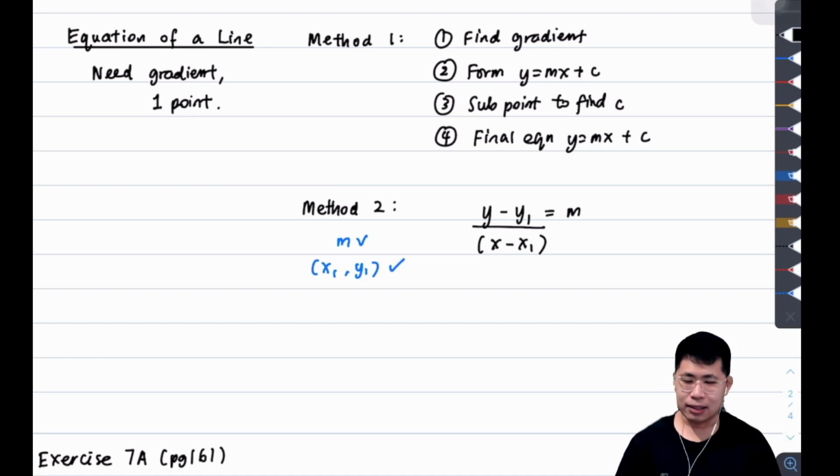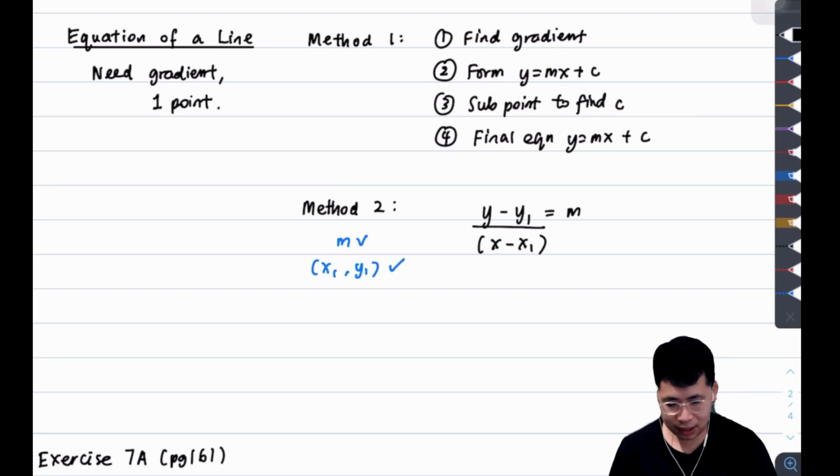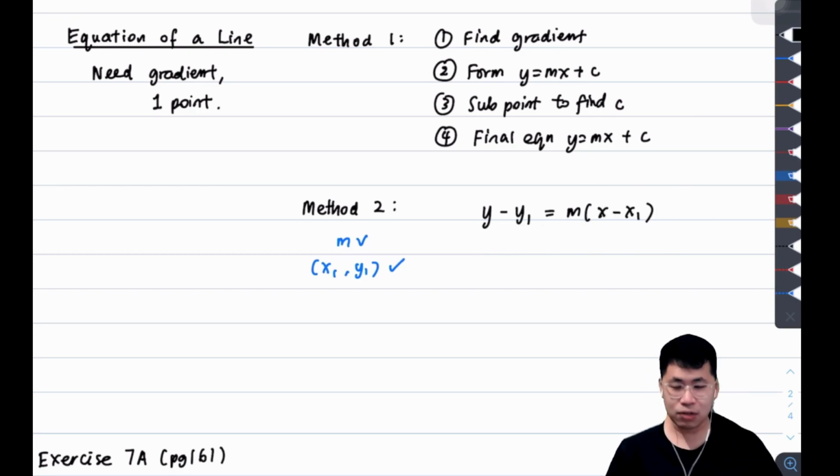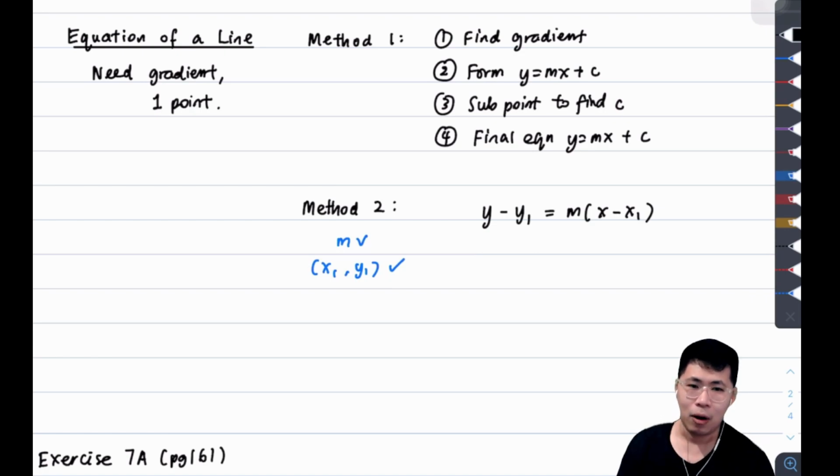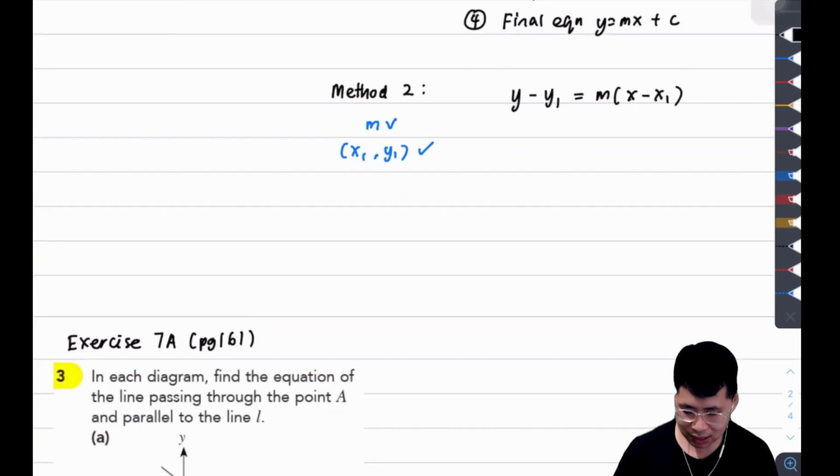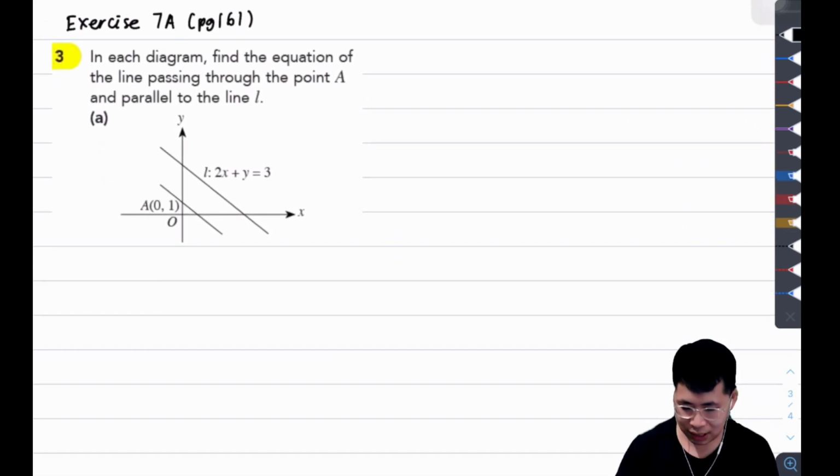Y and x are the general variables, and then your y1 and x1 is the point, the coordinate of the point. Okay, so with this, we transform this to this form where it is slightly easier to find our equation of the line. Now, with this, I'll be using method 2 for this chapter, so hope you can see and follow. Alright, so with this, let us go to exercise 7a.